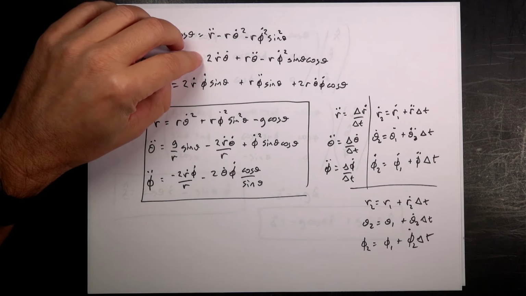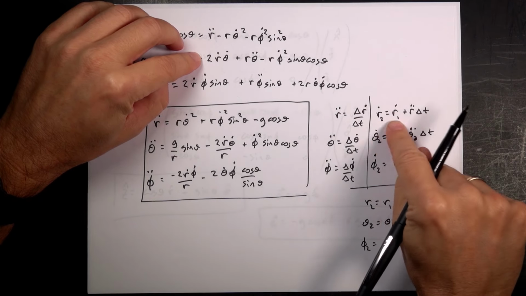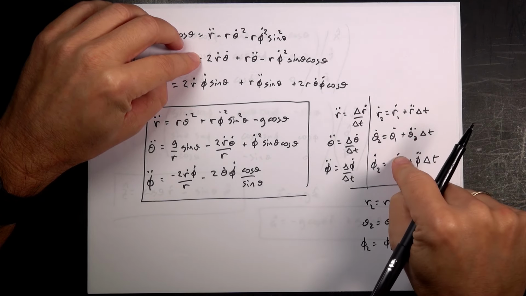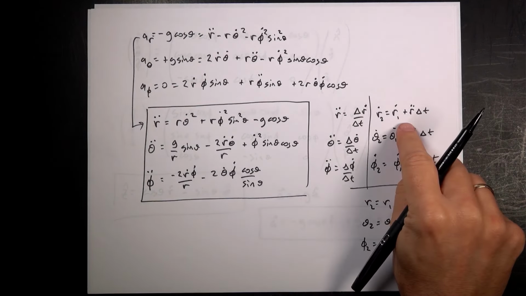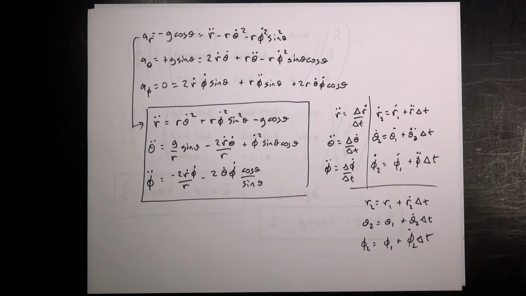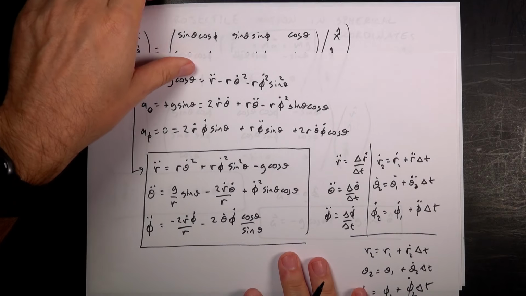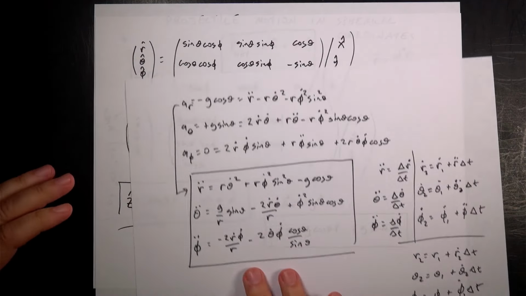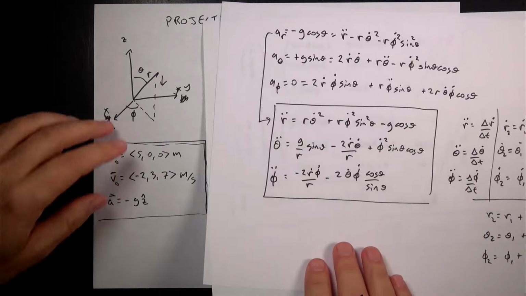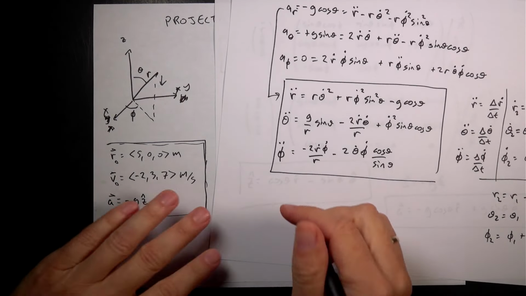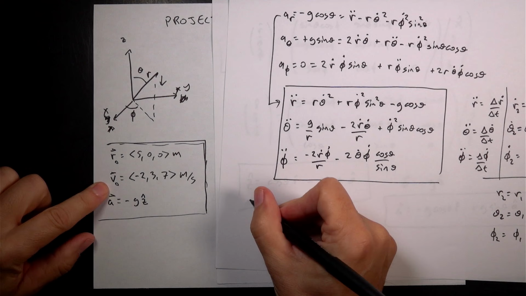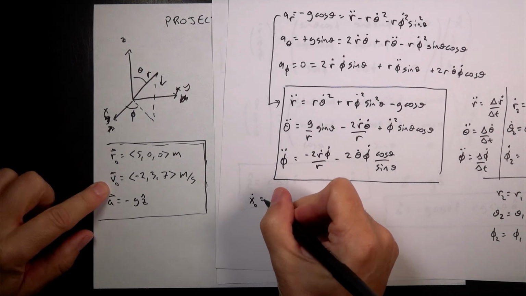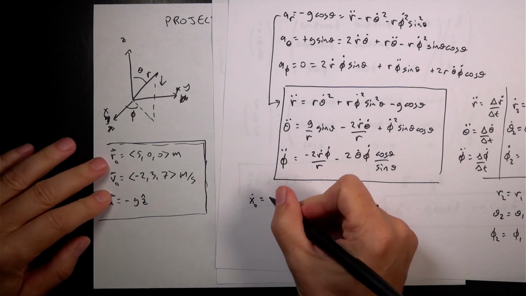Okay, so we need to find the initial r1 and r1 dot, theta 1 dot, and phi 1 dot. So if we go back over here, I know my initial velocity, right? I wrote that down right here. So I can say x0 dot is equal, and that's the x coordinate, to -2.